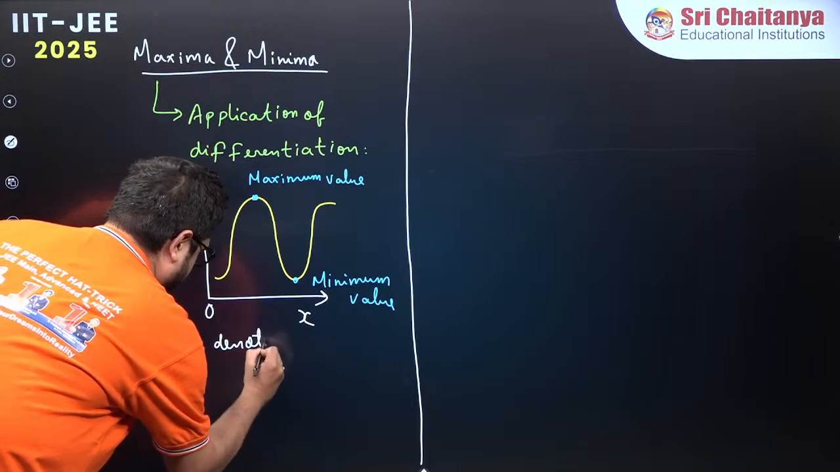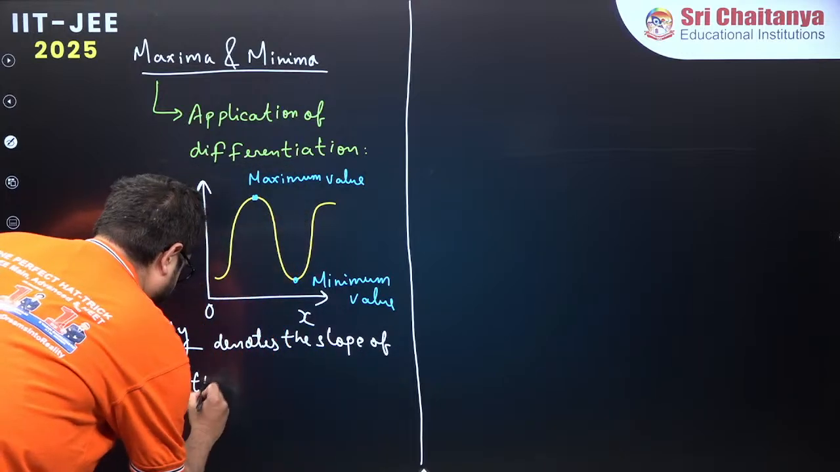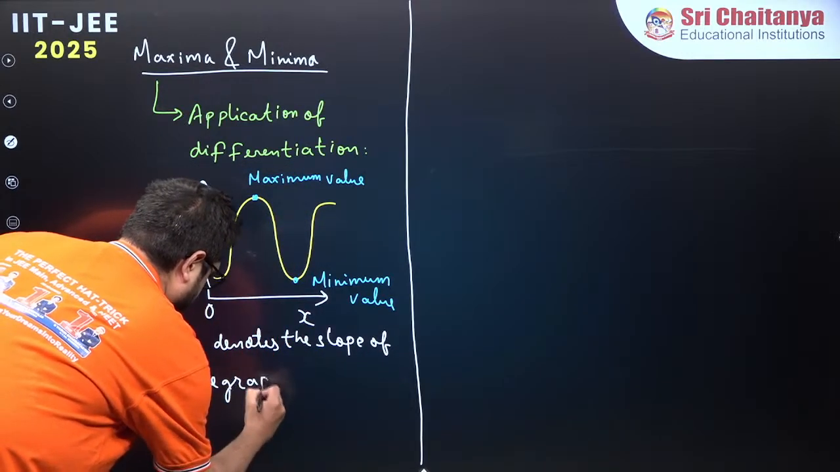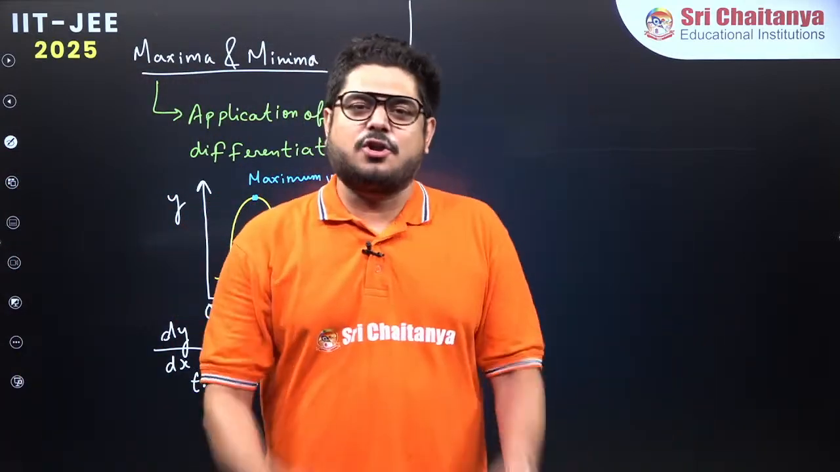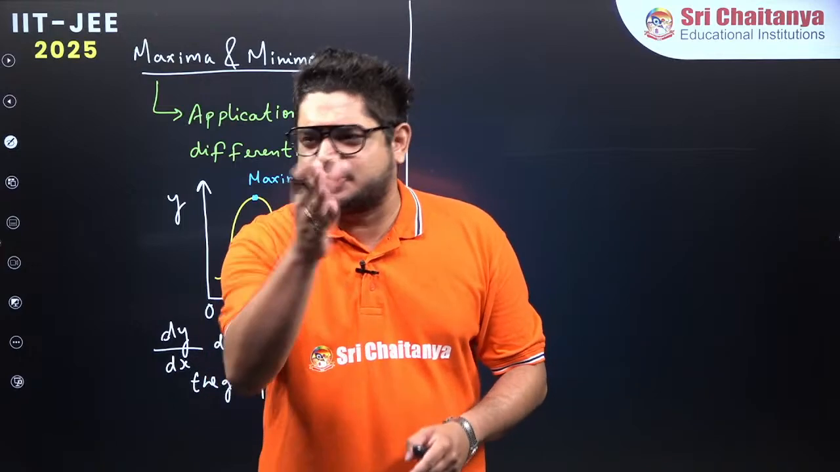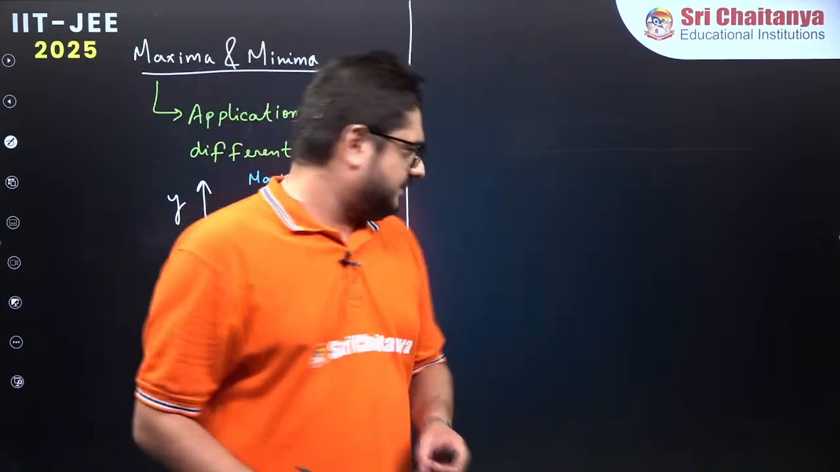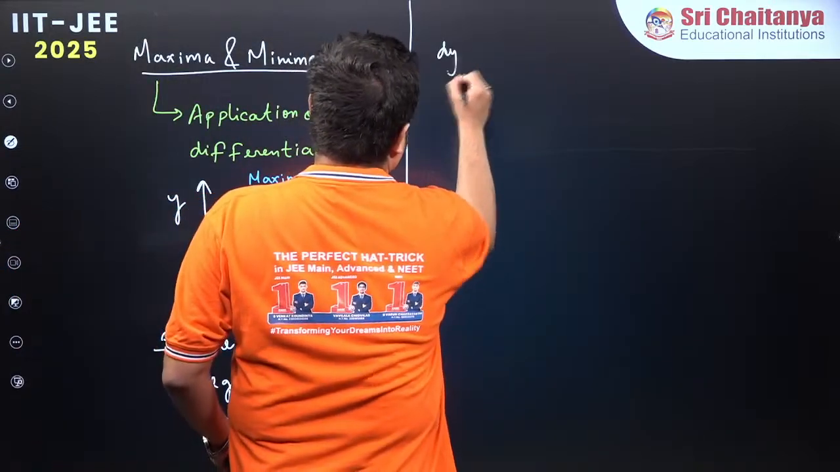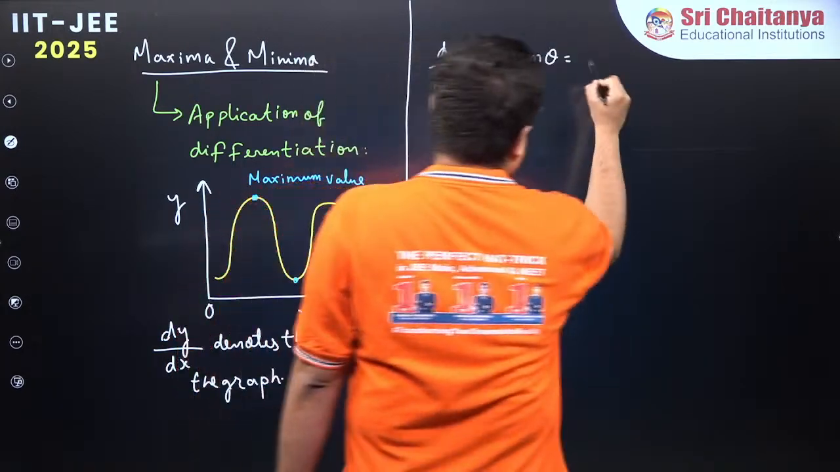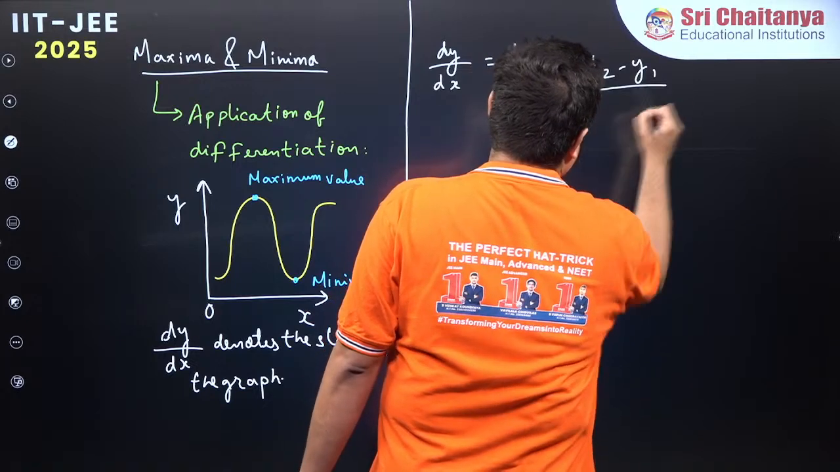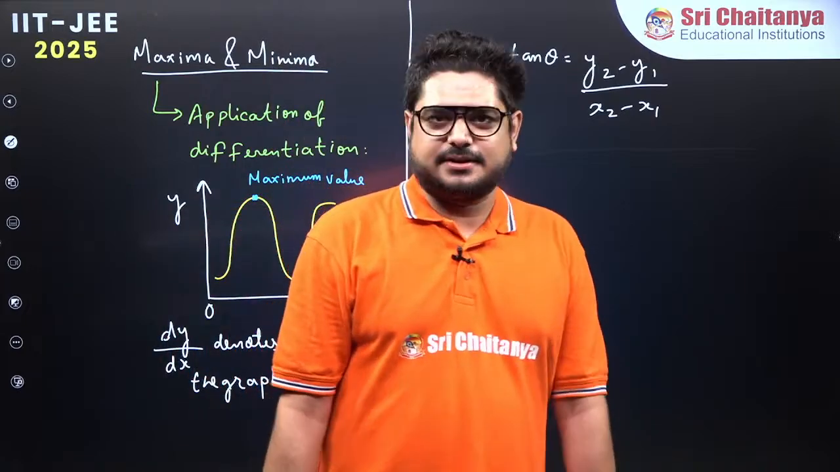Now let me tell you that dy by dx denotes the slope of the graph. dy by dx will be denoting the slope of the graph. And I believe that all of you are already aware with this term named as slope. Isn't it? So now if I am going to say that this dy by dx is nothing but tan of theta, if you can recall, in coordinate geometry you people are already aware with this context, y2 minus y1 to that of x2 minus x1.